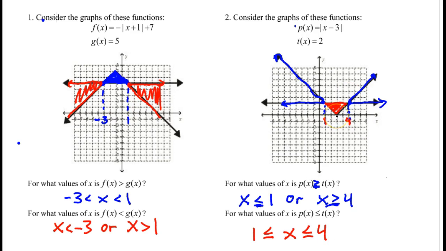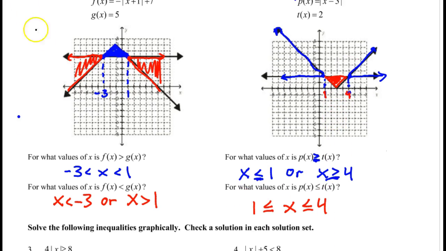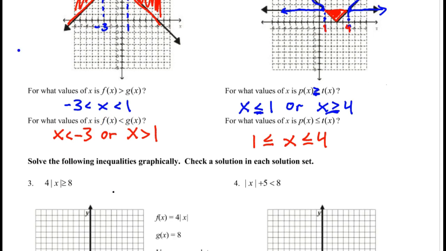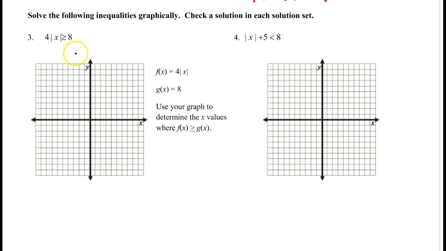Okay, that's how you can tell graphically. Think of the greater than and less than as really above and below the horizontal line. When is the absolute value above the horizontal line, and when is it below? Okay. Alright, so let's do a few examples. Got to graph these first.